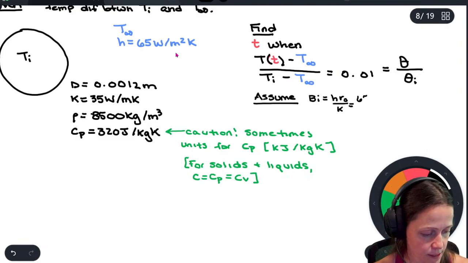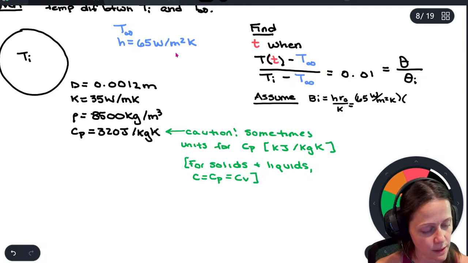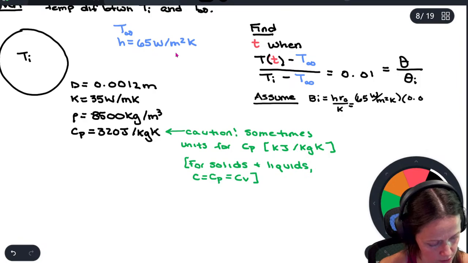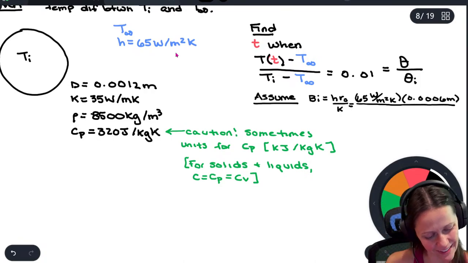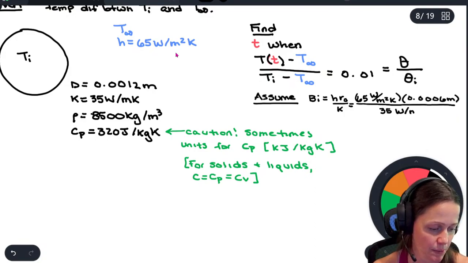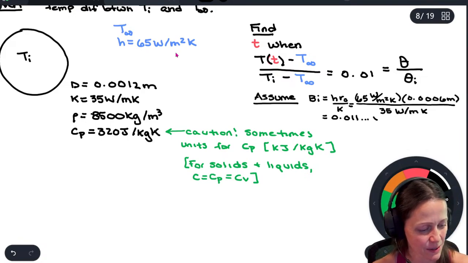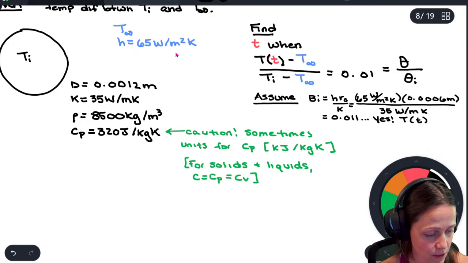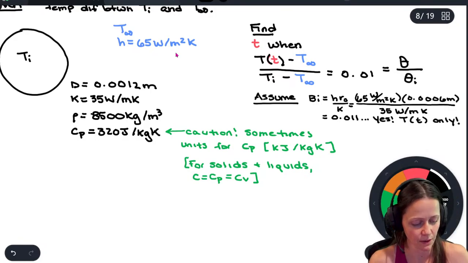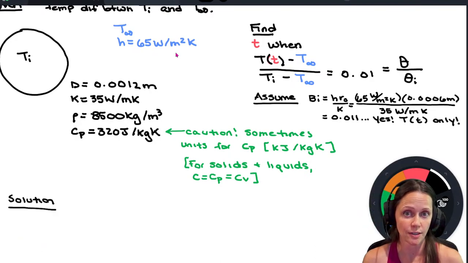So let's see. 65 watts per meter squared Kelvin. And then I have a R naught, 0.0006 meters. And then our k value, 35 watts per meter Kelvin. So we have that our Biot number is 0.011. So yes, although I didn't say what question I'm answering, the question I'm answering is that it's only a function of time, not position. Perfect. All right, so our lumped capacitance method is valid. All right, so I'm going to look on my equation sheet. Oh, I'm so sorry.